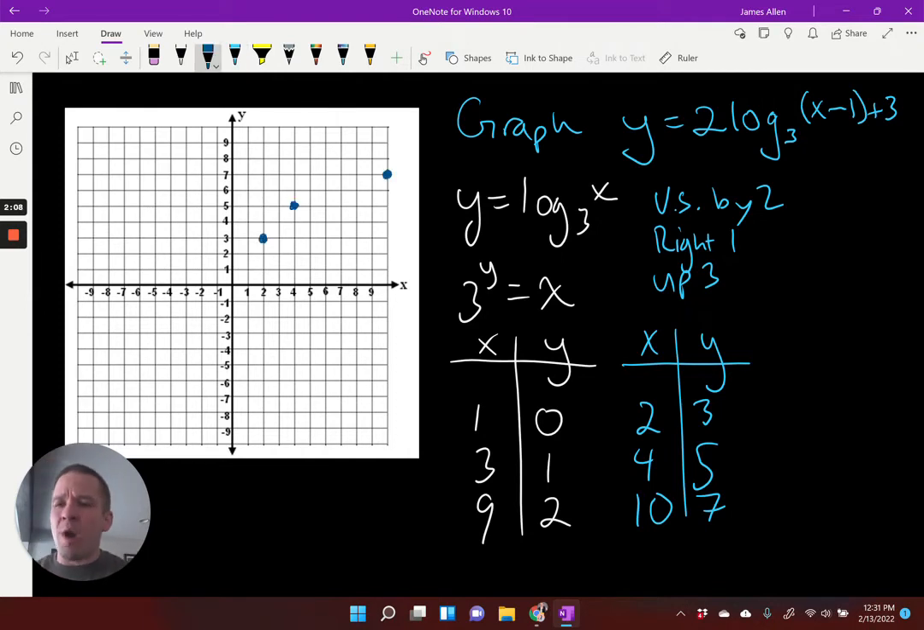So here's my 3 points. Where's my asymptote going to be for this one? The graph is moving to the right 1, and since it's a vertical asymptote, when you move left and right, it makes a difference. If you're moving up and down, a vertical asymptote does not change position, right? So we're only looking at that horizontal transformation to affect a vertical asymptote. All right, so that's going to be at x equals 1.